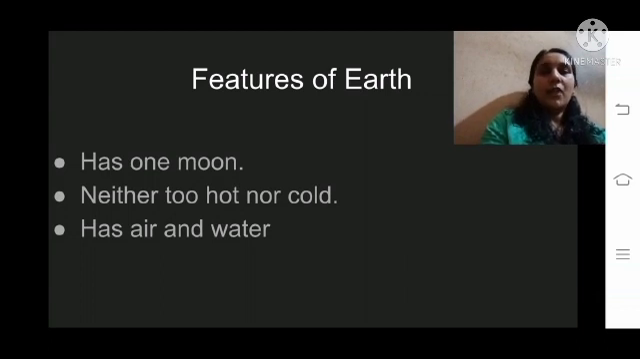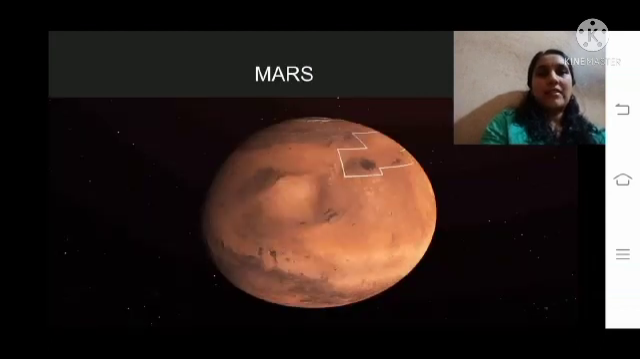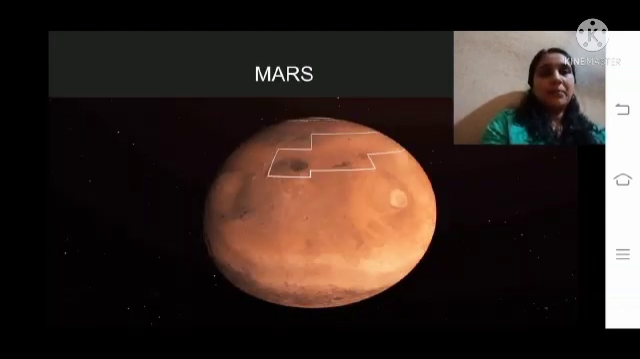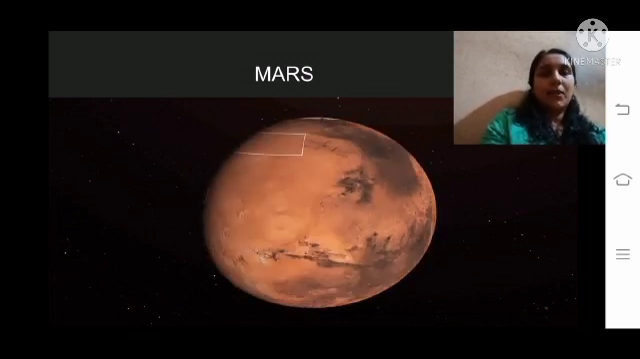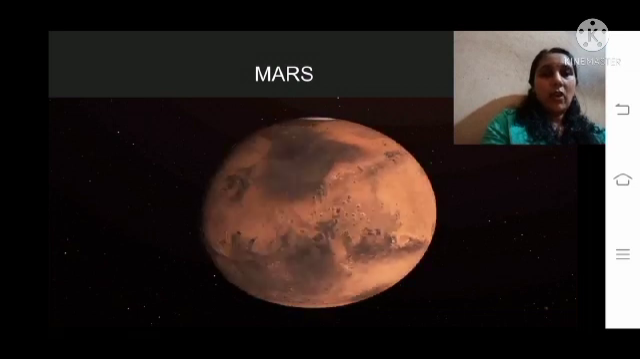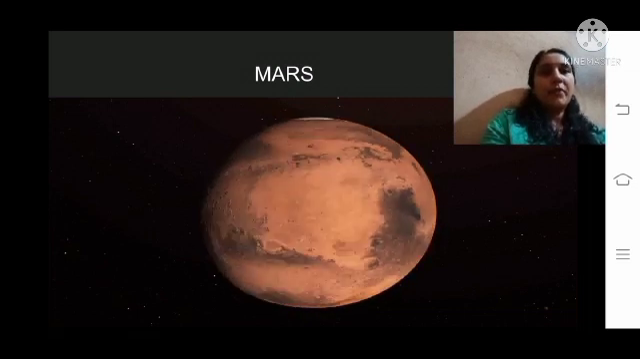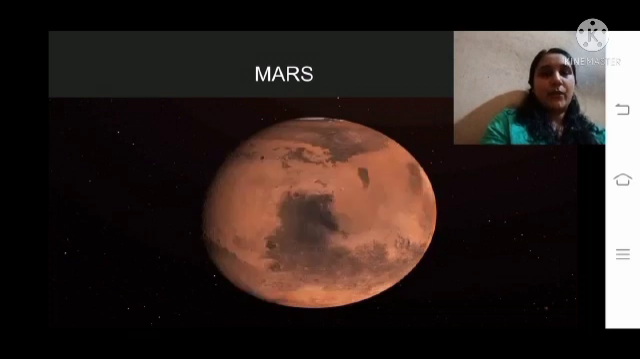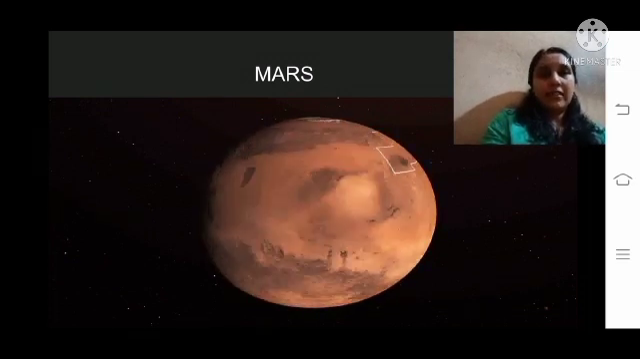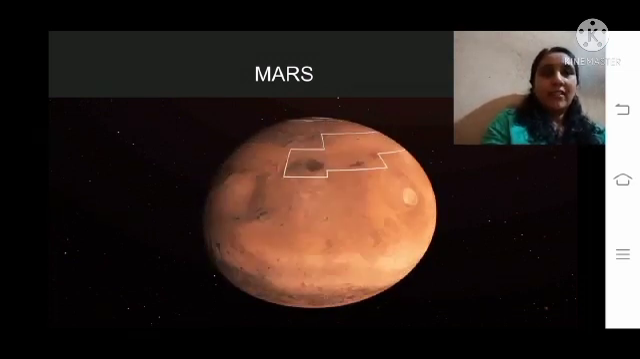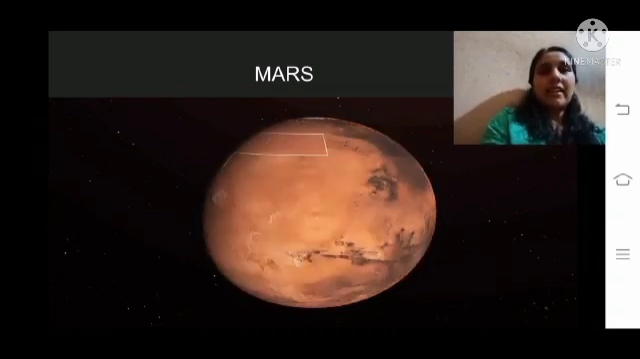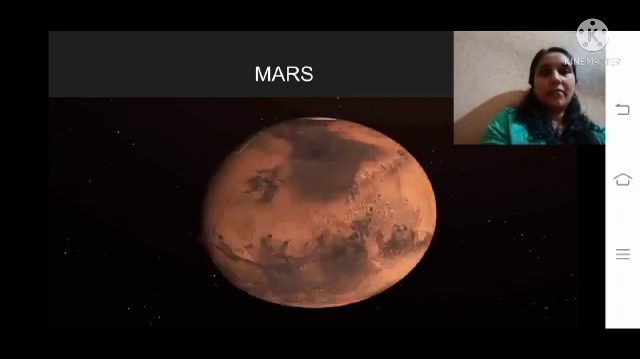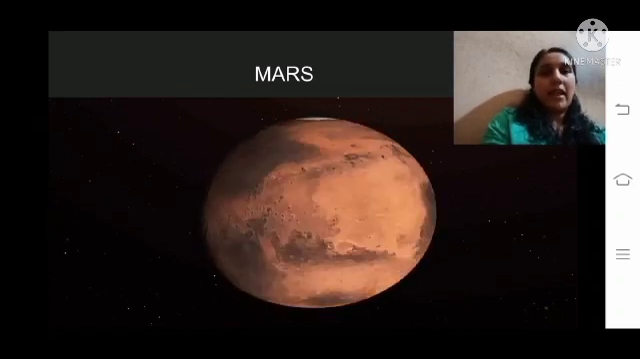And now we are going to the fourth inner planet, the fourth planet in the solar system, that is Mars. Mars is known as the red planet. I think you all understood why it is known as the red planet. From the figure, you can understand that the color of Mars is slightly red. Because it has a red layer of dust particles, it is known as the red planet.